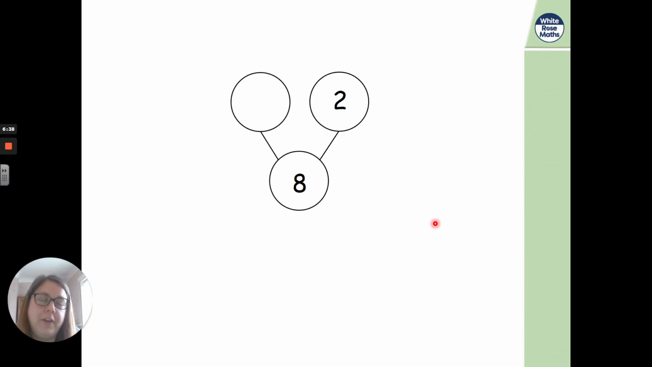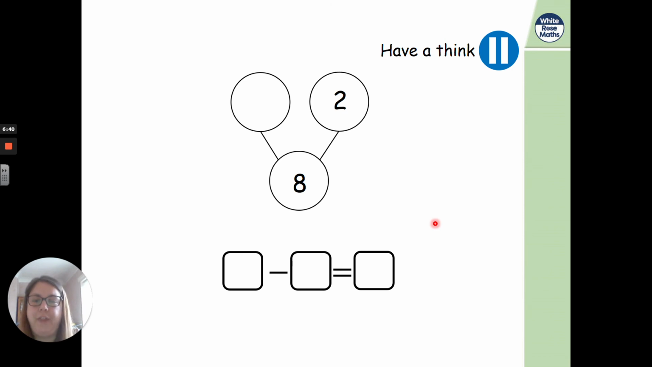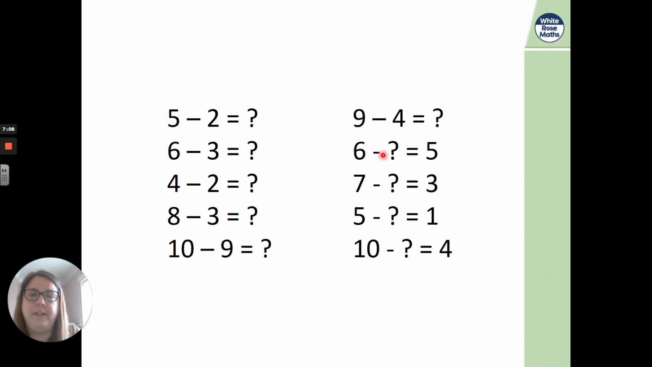So one more for you here to do. I want you to have a think. So I've got my cherry diagram here. I want you to write down the number sentence, what it would be. So I've given you the whole, and I've given you one part. So you need to pop that into your subtraction sentence and then figure out what the other part would be. So pause the video for me and have a go at that. So it would be 8 take away 2 equals 6 is our other part, isn't it? Well done if you did that.